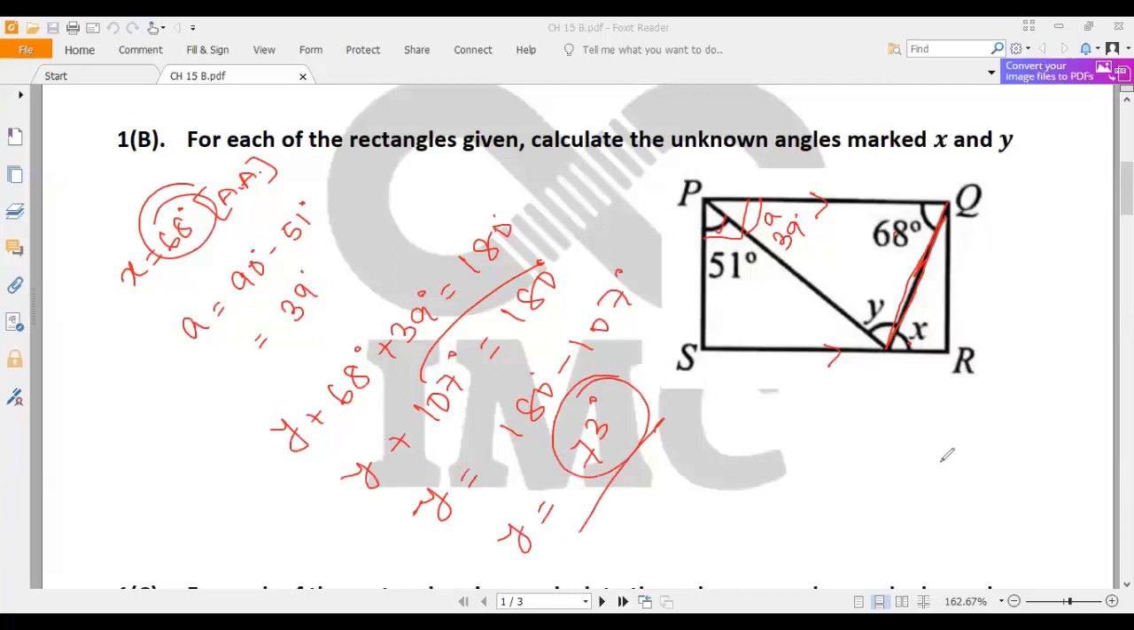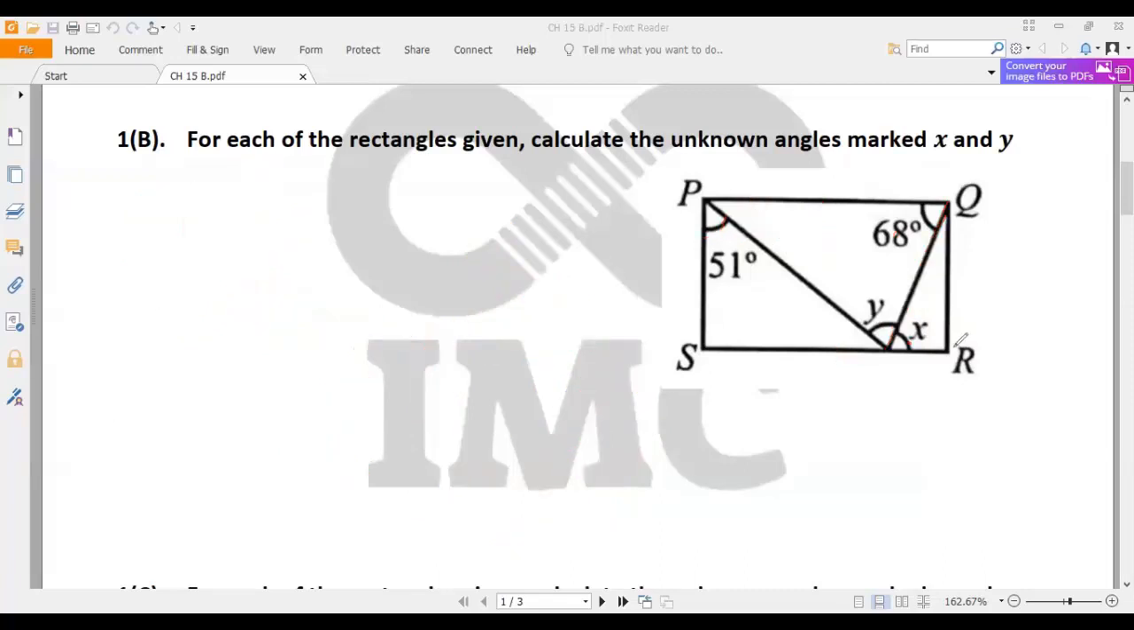So in this way, we can easily solve this problem. I hope you understand. Now we will solve it in a different way. That is, look, if this one is 51, then this one must be 90. Simple. This one must be 90. And what will be the measurement of this? We can easily find it out.